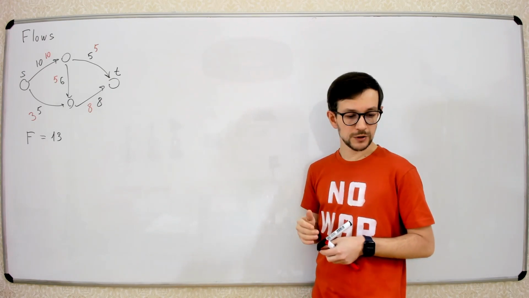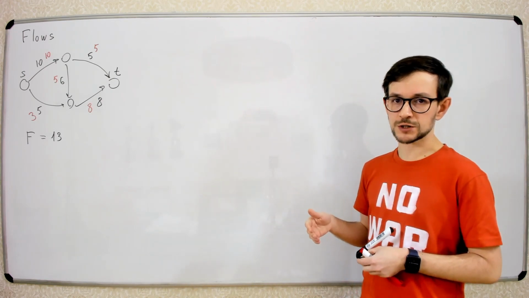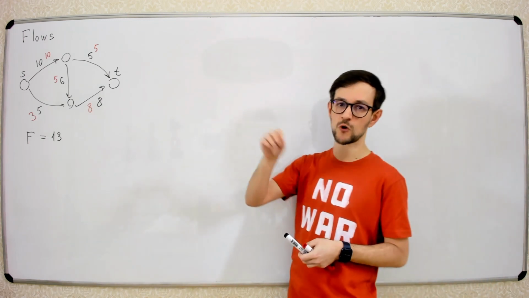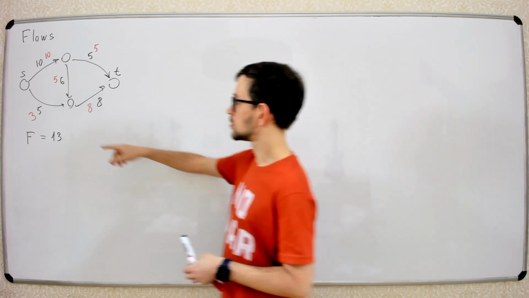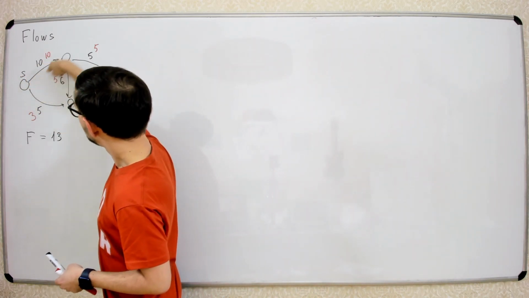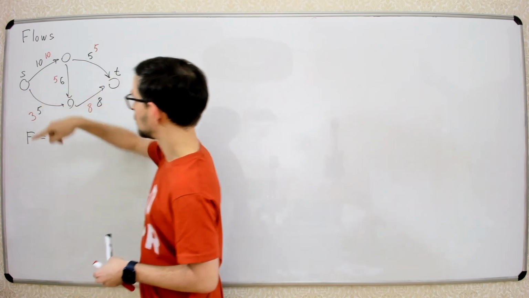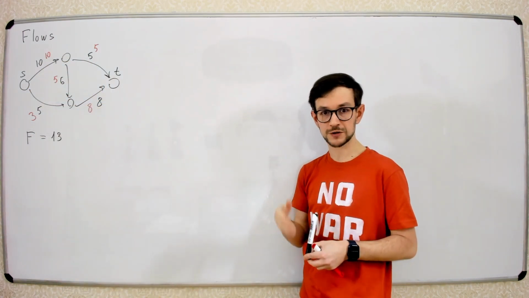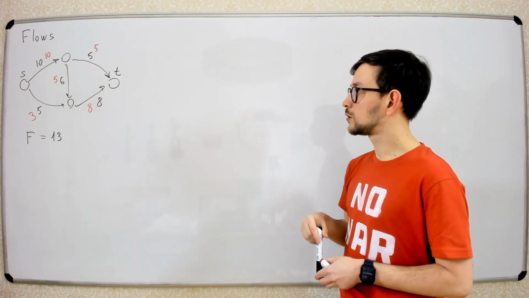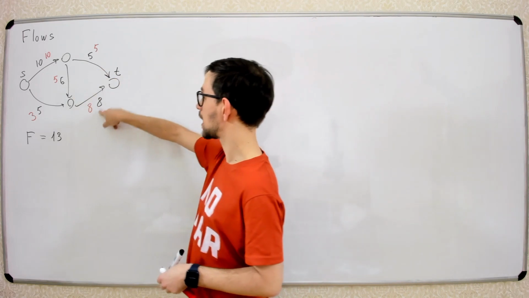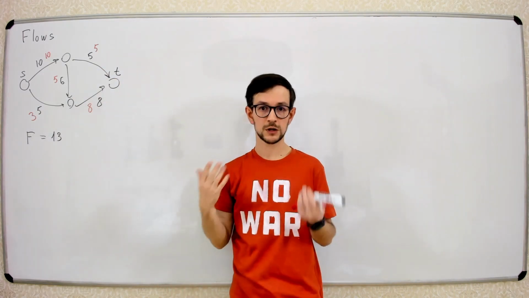How to calculate it? The easiest way to calculate the amount of liquid is just to calculate the total amount of liquid which is flowing from the source. So we have this source node. We have 10 liquids flowing here and 3 units of liquid flowing here. So the total amount of liquid flowing from the source is 13. Or we can look at the sink node. So for this node, we have 5 units from here and 8 units from here. So the total amount is 13.